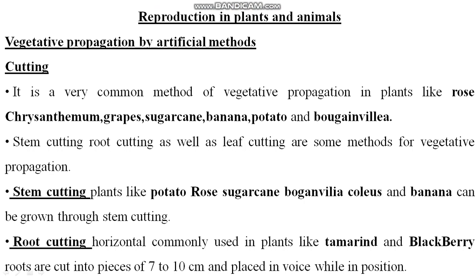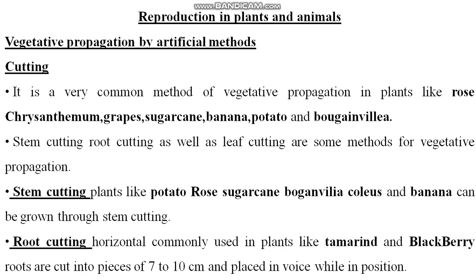So cutting is a very good artificial method, or you can say it's a very common method of vegetative propagation in plants like rose, chrysanthemum, grapes, sugarcane, banana, potato, and bougainvillea. These plants are there where cuttings are very common. So stem cutting, root cutting, as well as leaf cutting are some methods for vegetative propagation.